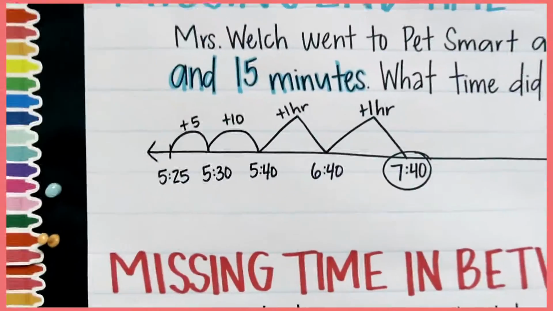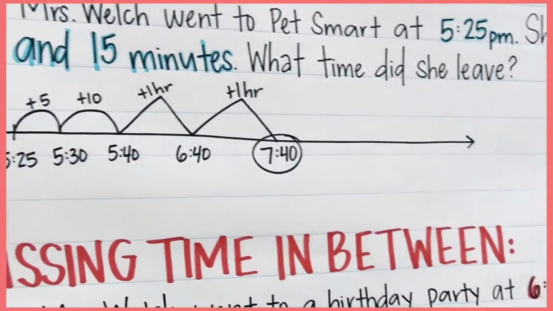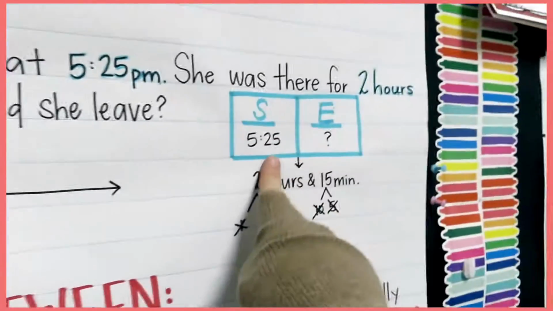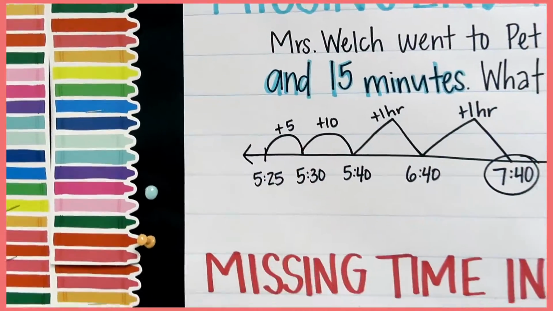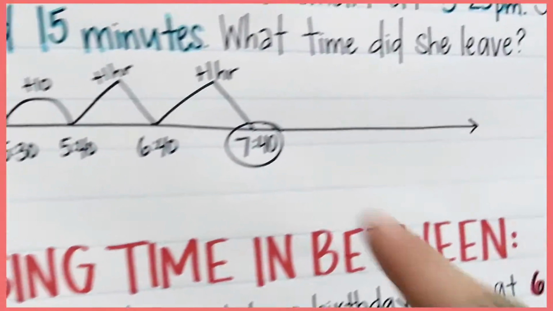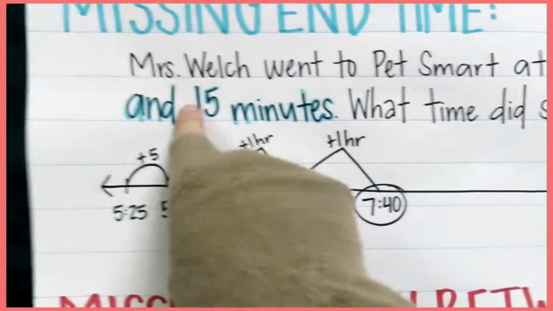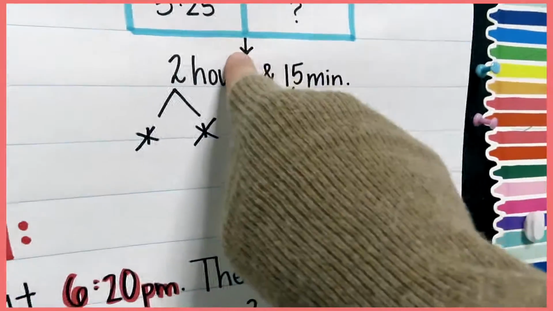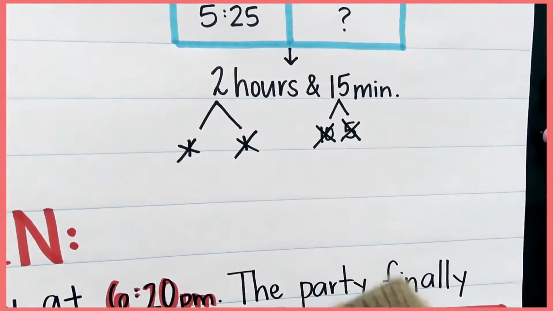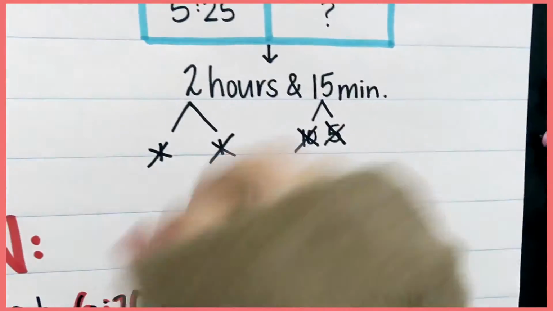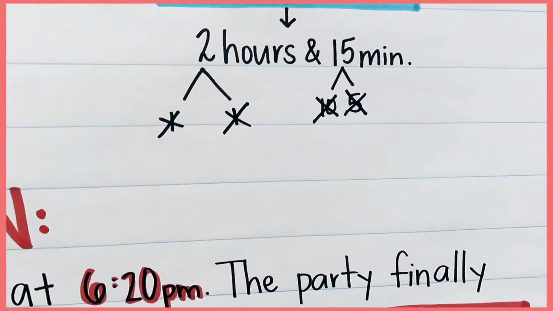So, next step for students is to create their number line. You always want to start with your start time if you have it. So our start time was 5:25. That's where this came from. Okay? So then we're trying to get to our end time. We don't know what it is, but we know we need to go 2 hours and 15 minutes. I always tell my kids, because some of them do get confused when just adding the 15 minutes and whatnot, I have them break it apart.